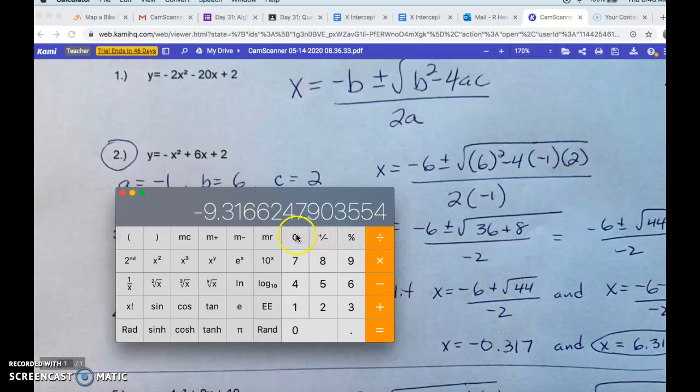I'll do the other side as well just to show you. So I do -6, minus the radical of 44, and hit enter, or equals. So I get that number and then divide by -2. And you'll see that 6.317 number, which is how I got that. So make sure that you combine your numerator first, do the top all together, then divide by your denominator, and do not drop that denominator.